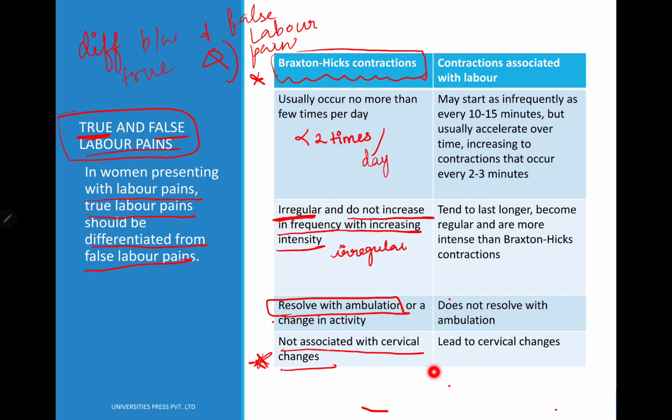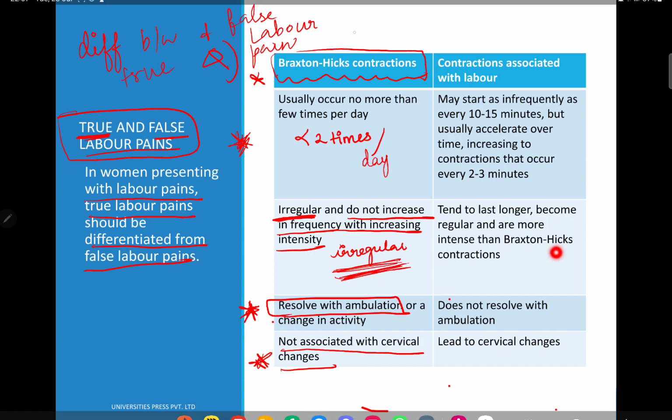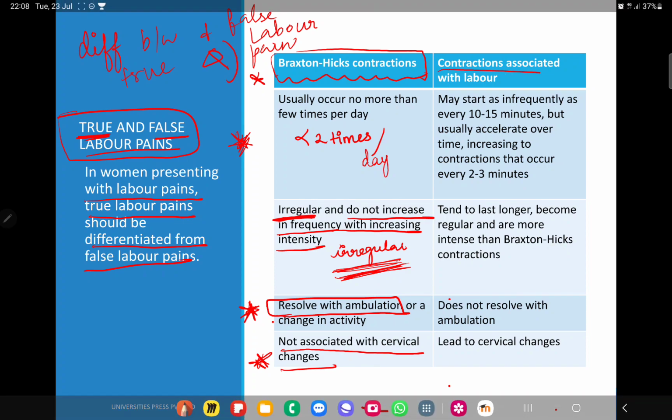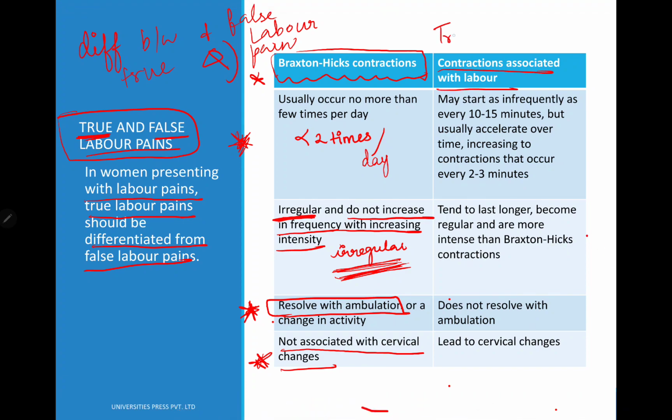Very, very important point: not associated with cervical changes. Frequency will not increase with increase in intensity. It's going to be irregular. It will resolve with ambulation, which is important, and it is usually less than 2 times a day. These are the characteristics of Braxton Hicks contractions. So these are the features of false labor pains. So now coming to the contractions associated with labor, that is the true labor pain.